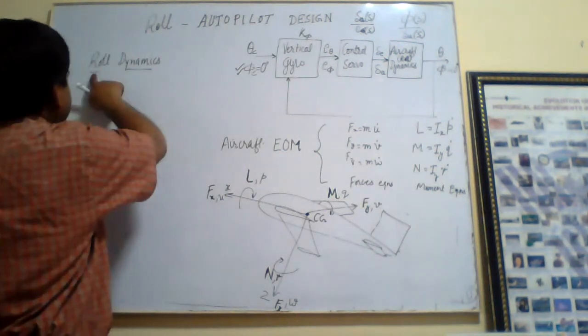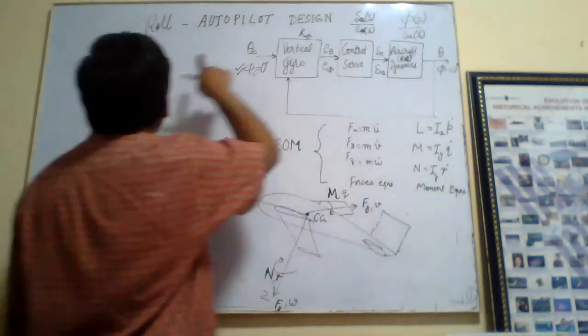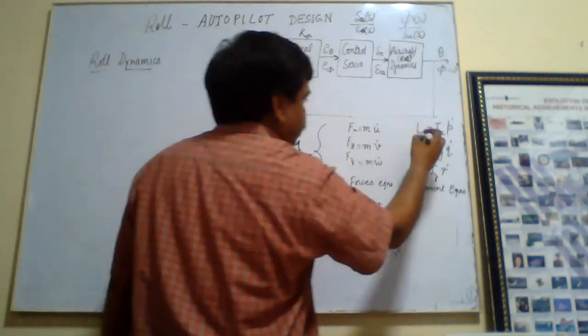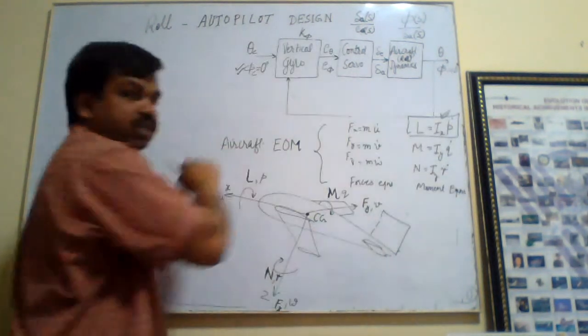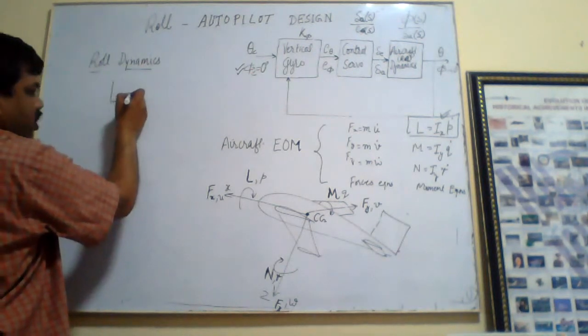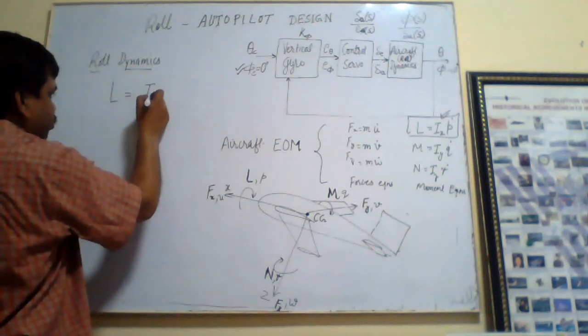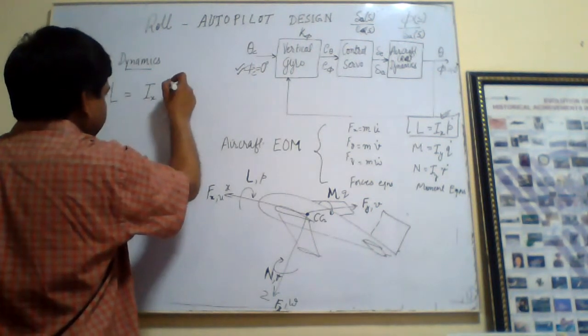Now, since we are working on designing the transfer function of roll dynamics, we pick this equation especially, that is, the rolling moment is equal to the moment of inertia about the x-axis, then about the y x-axis.